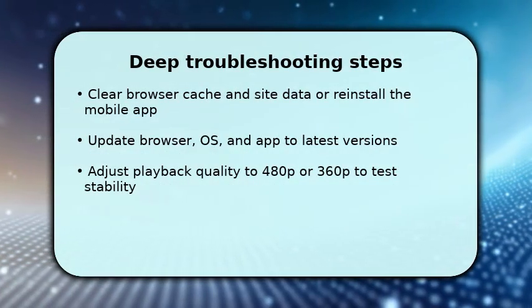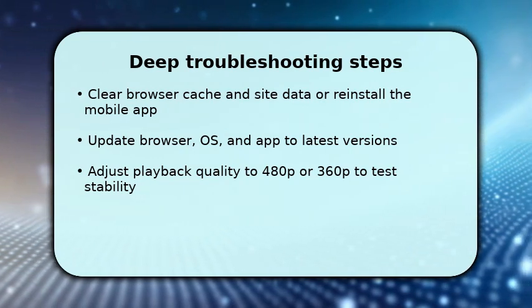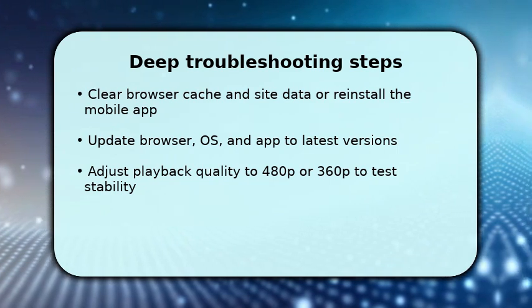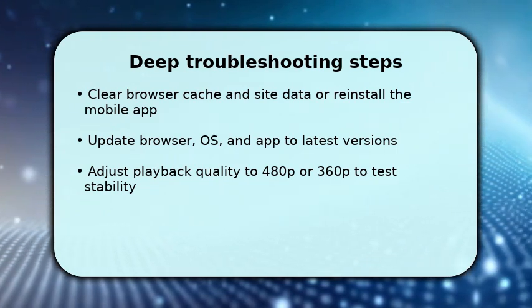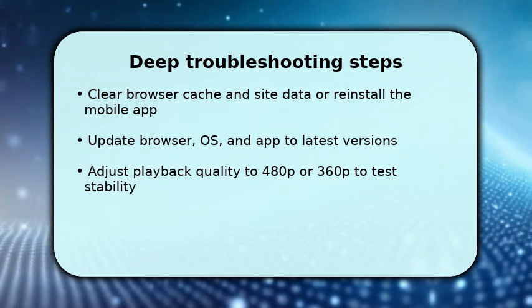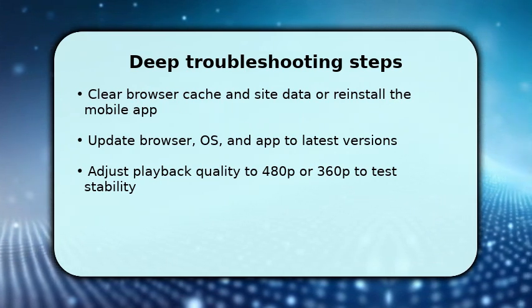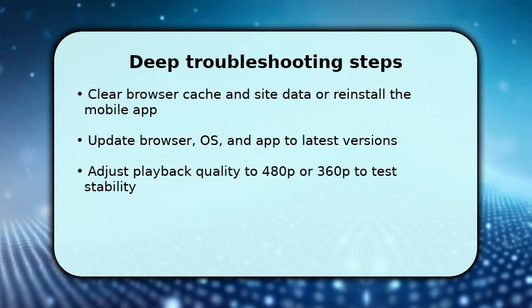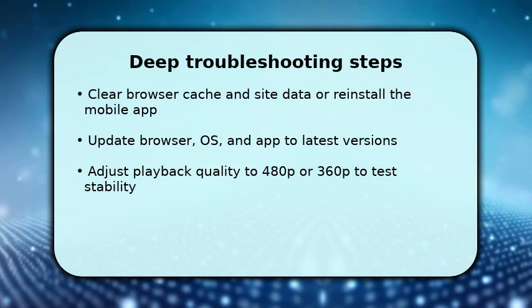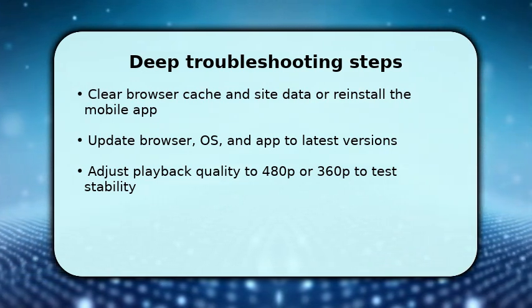Now you'll perform deeper, specific actions to fix persistent errors. Clear browser cache and cookies, or uninstall and reinstall the YouTube app to remove corrupt state. This often fixes playback failures. Make sure your browser, operating system, and apps are up to date because codecs and streaming protocols change. Once updated, lower playback quality to 480p or 360p to test whether bandwidth or decoder limits cause the issue, and try a wired connection or different Wi-Fi band to rule out local network interference.